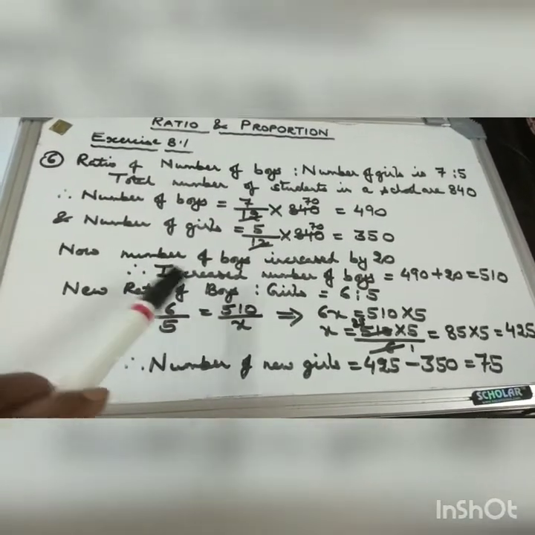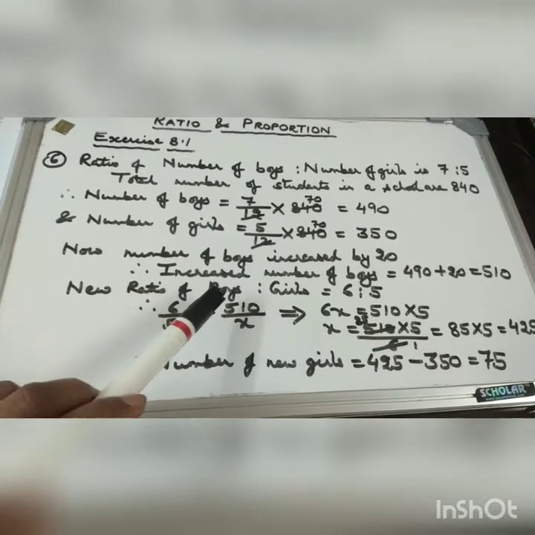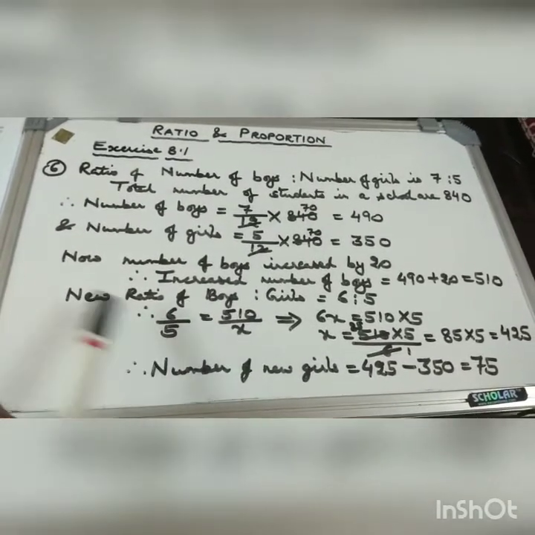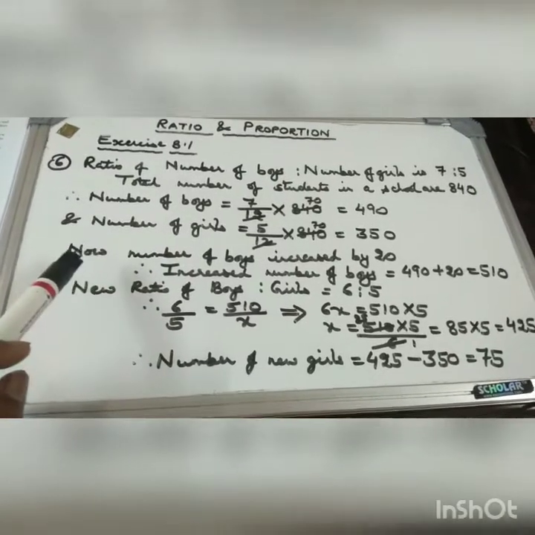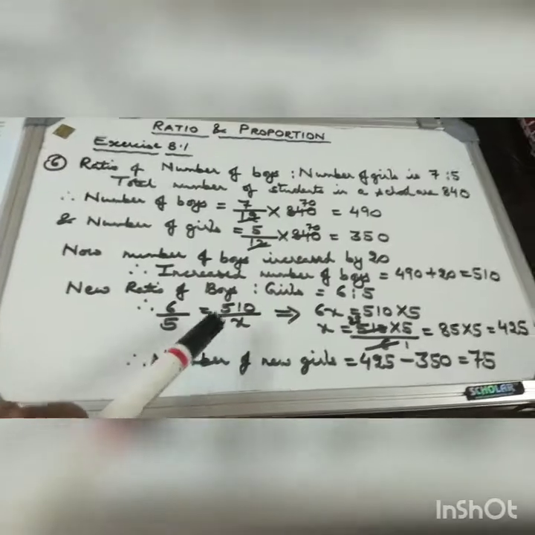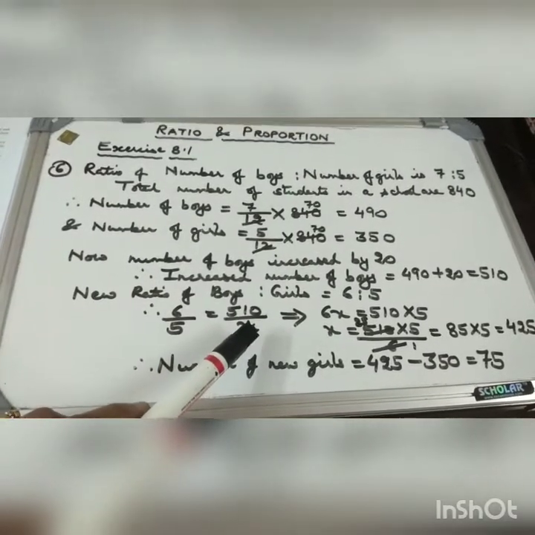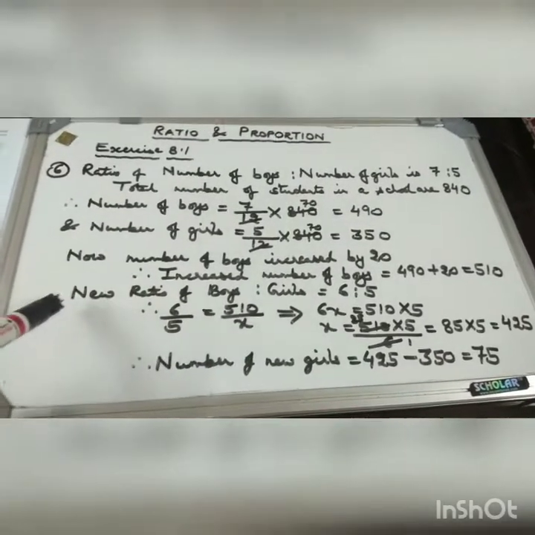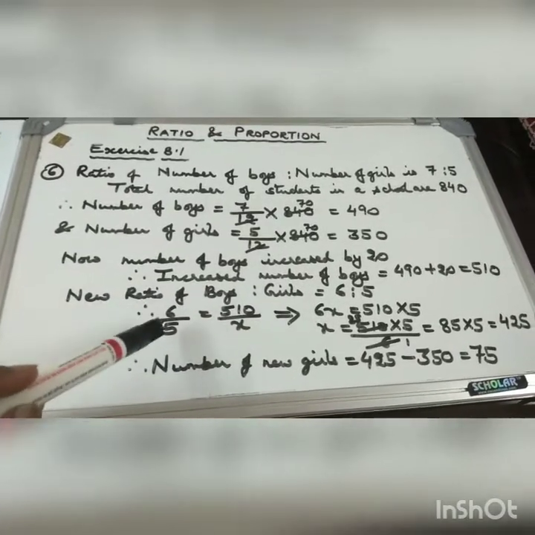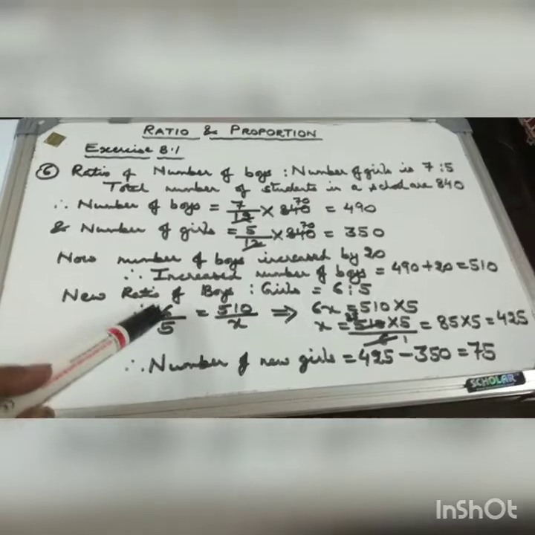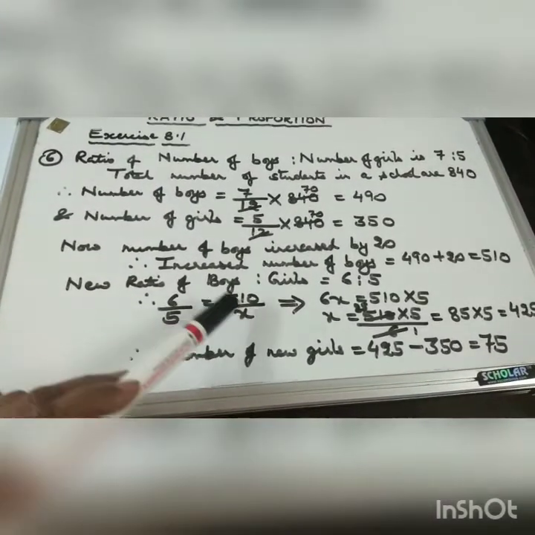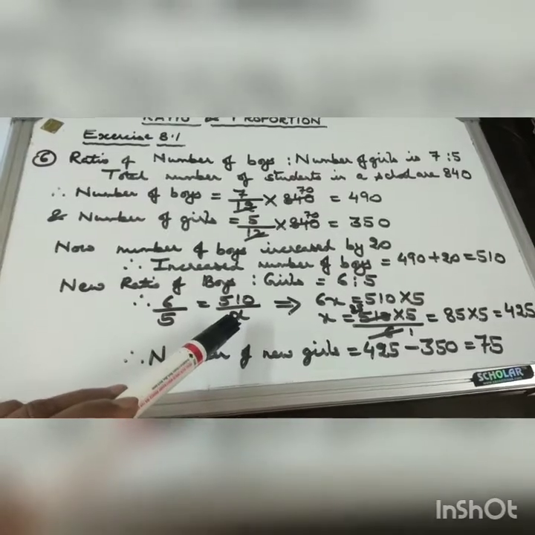Now the new ratio of boys to girls is 6:5. That is given in the question itself. And the number of boys is 510. Now let the number of girls be x. I have assumed it to be x. I have not written it anywhere, but it is x because we don't know how many girls are presently there in the new session. So 6 upon 5 is equal to 510 upon x.